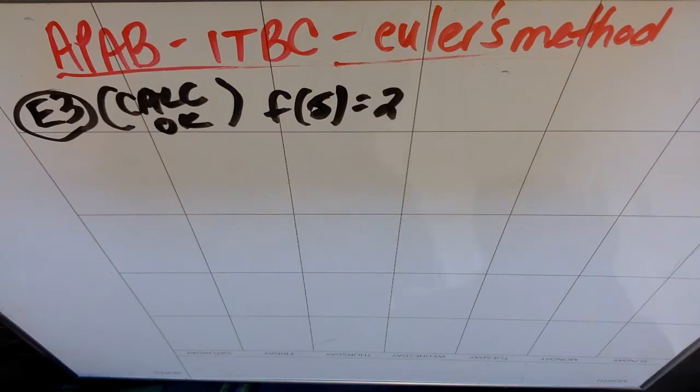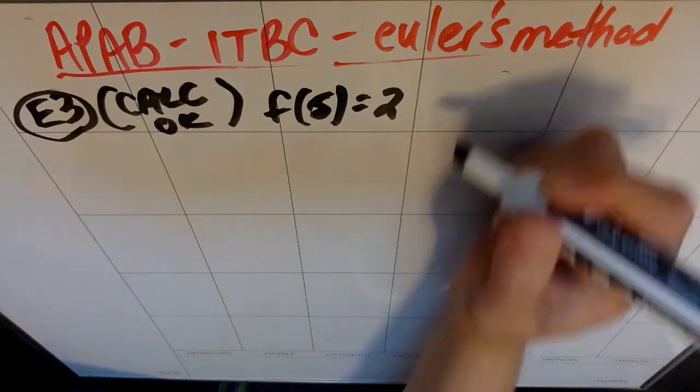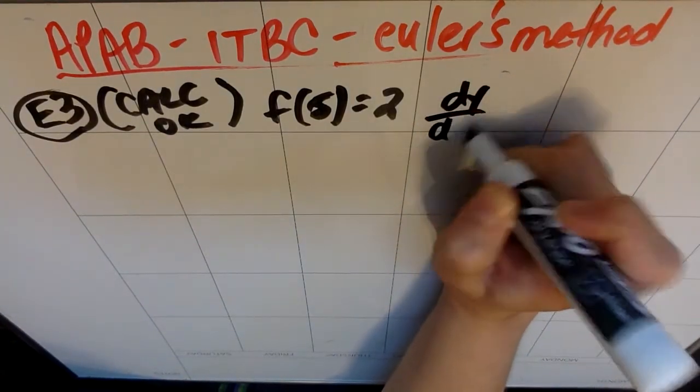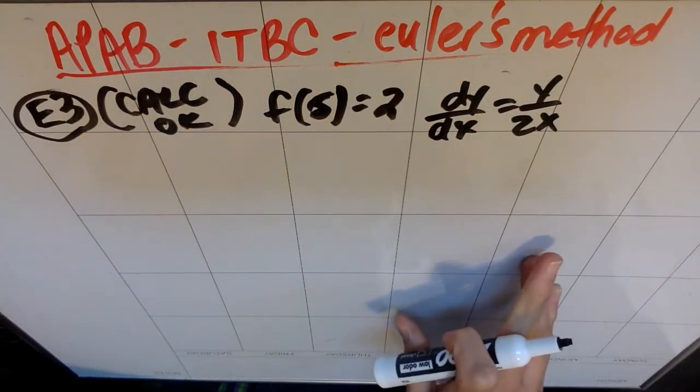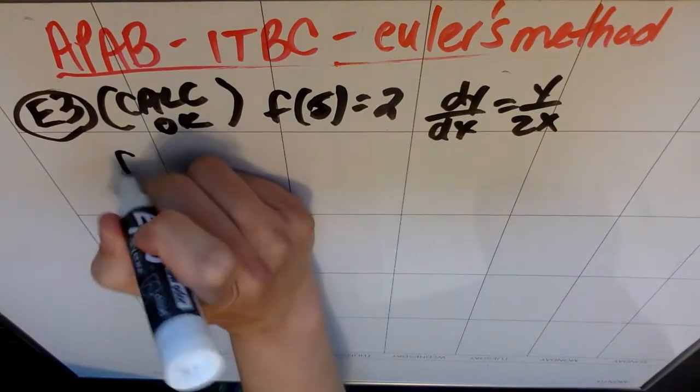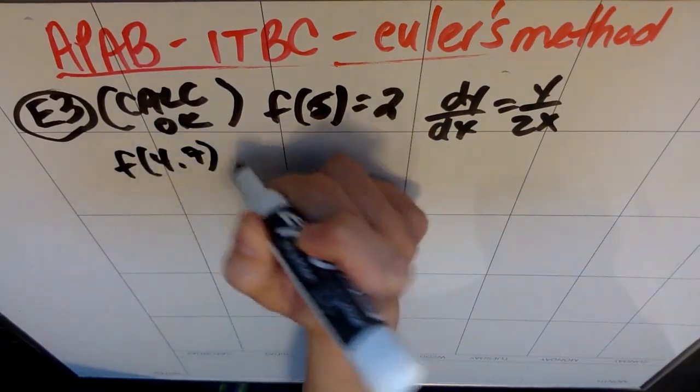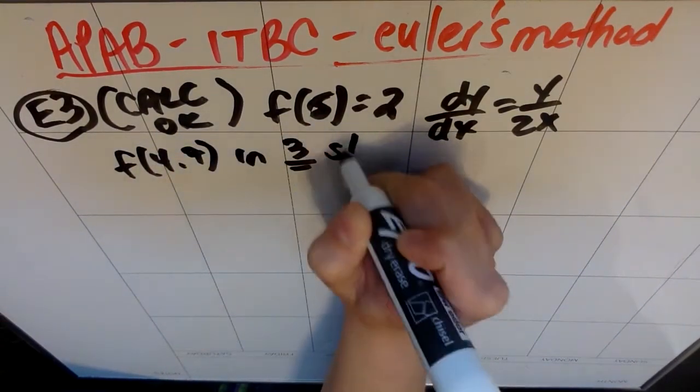So we're given f of 5 is 2. We're given that dy/dx is y over 2x. And we want to find f of 4.7 in 3 equal steps, right?